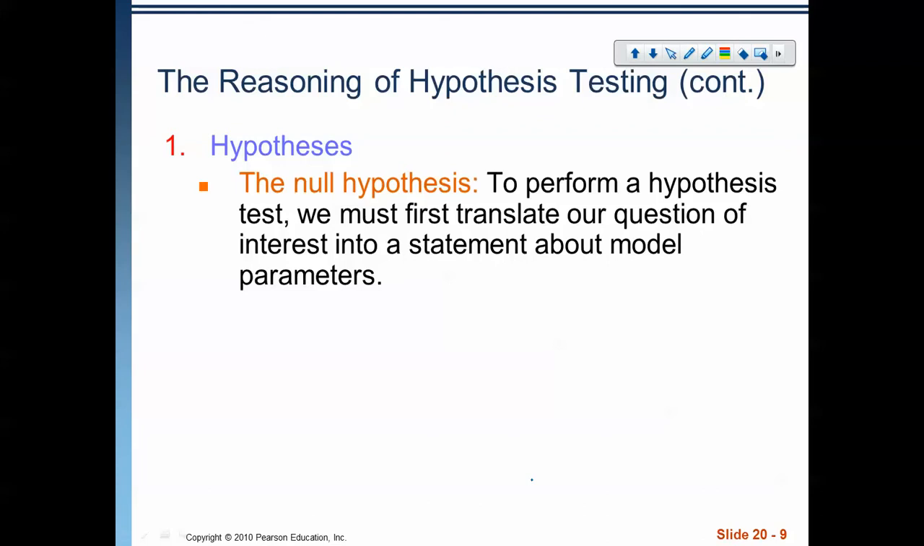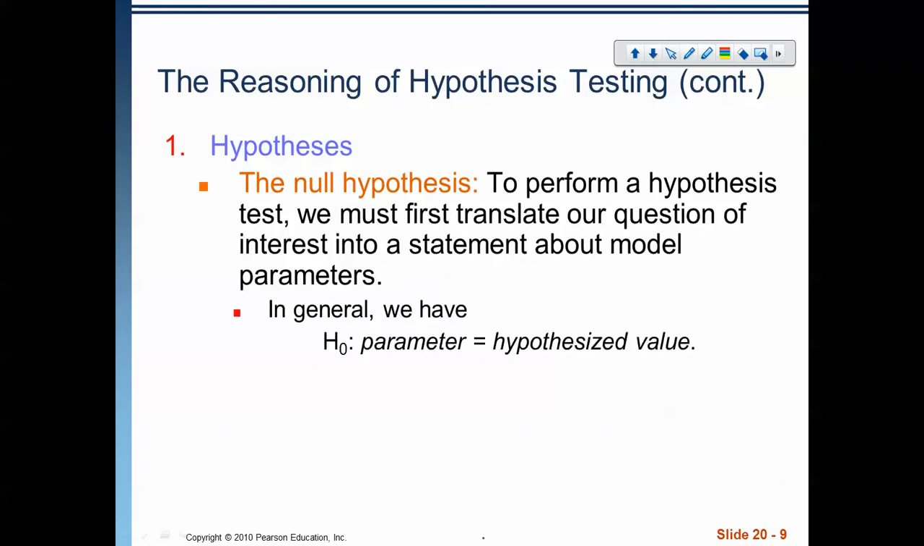The null hypothesis. To perform a hypothesis test, we first translate our question of interest into a statement about the model parameters. What that means is I need to read my question stem and come up with what I am trying to prove. What am I trying to show? So the null hypothesis is typically whatever our parameter is, maybe a proportion or a mean, and we use the equal sign with a null hypothesis, and then we talk about whatever that hypothesized value is. What is the value that we are claiming it to be?